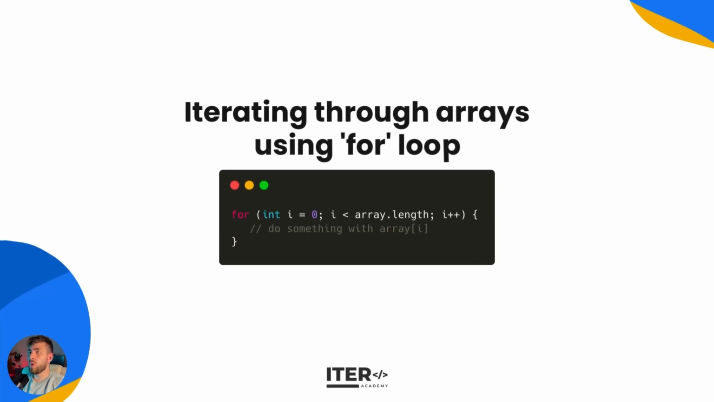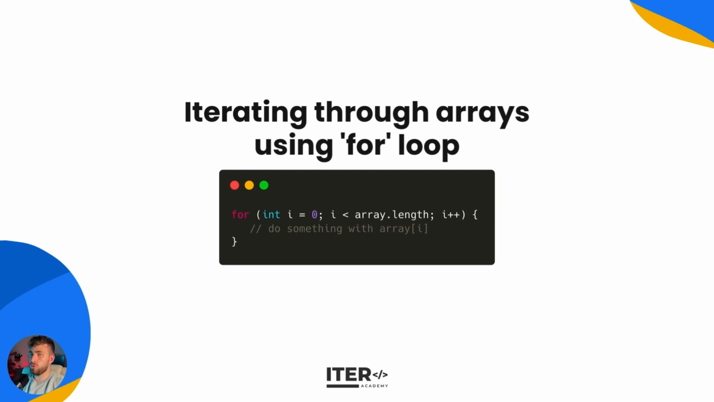Let's cover one of the most important concepts related to arrays: iterating through arrays. So an array is a collection of elements, and often you'll need to process each element of an array one by one. This is where iteration comes into play. In Java, there are several ways to iterate through an array, and in this video we'll be discussing the most common methods. The first method we'll cover is the for loop.